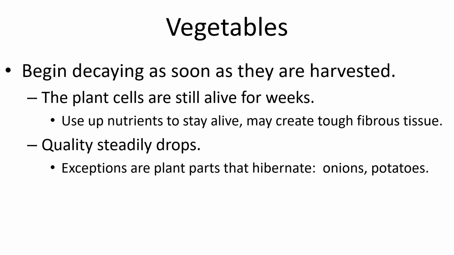While the quality of most living produce will steadily decrease over time, plant parts that evolve to hibernate, such as onions, potatoes, and other root vegetables, can enter a dormant state in which the deterioration is slowed dramatically, and such produce can remain edible for months if stored under favorable conditions.